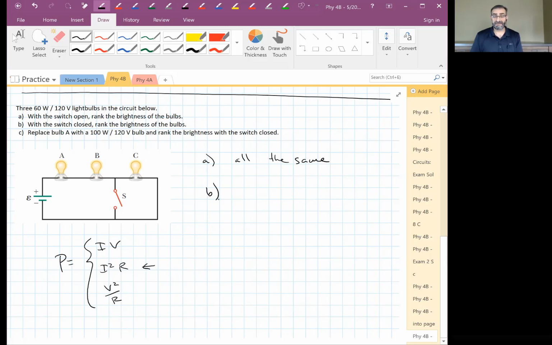A and B are still the same type of light bulb, identical light bulb, same resistance. They are in series with each other. So A and B have to be the same. But what happens to C? C goes out, right? It's shorted out. C turns off. Okay, now we're going to continue with the switch closed. We're going to replace bulb A with the 100-watt bulb. Rank the brightness.